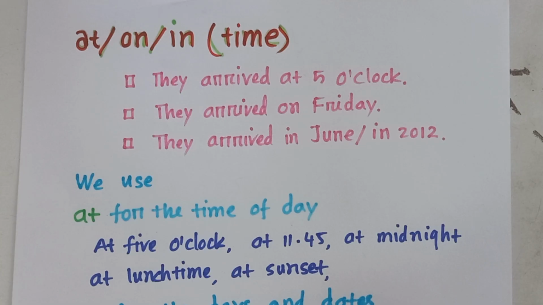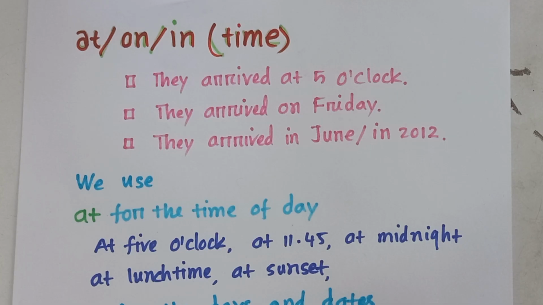Today's topic is the uses of at, on, and in different circumstances. Let's get it started. At first, we will see some examples. They arrived at 5 o'clock. They arrived on Friday. They arrived in June or in 2012.